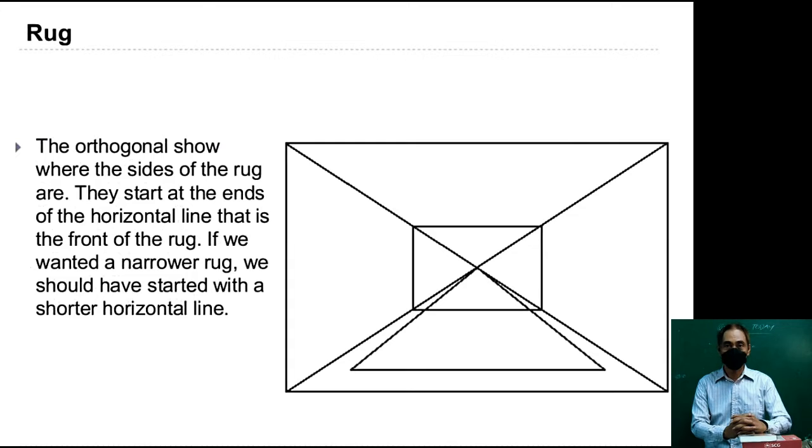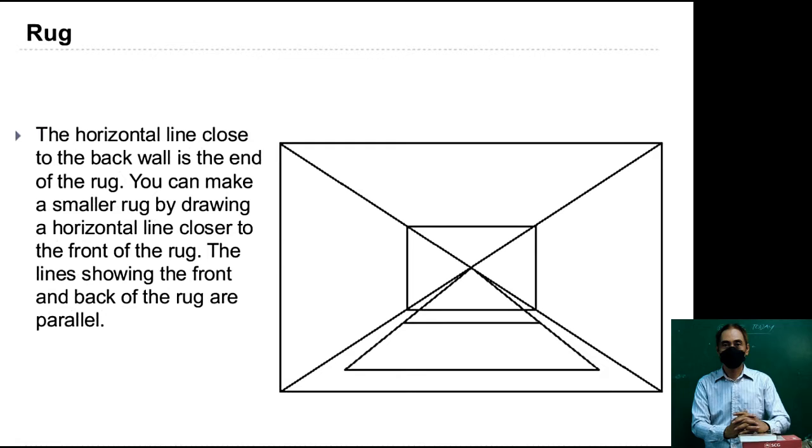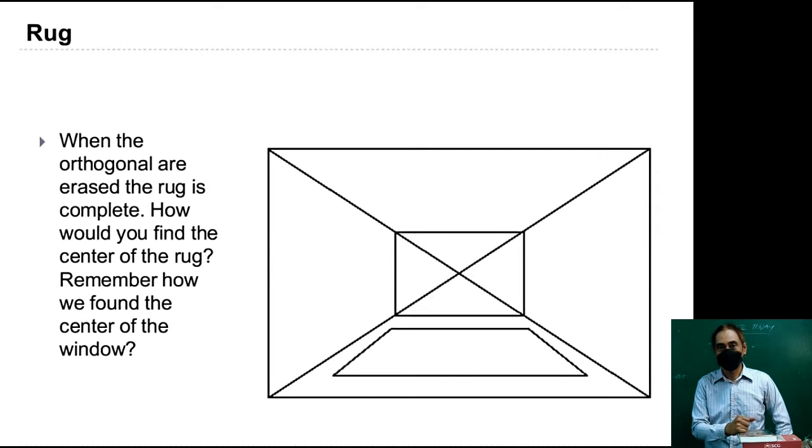The orthogonals show where the sides of the rug are. They start at the ends of the horizontal line that is the front of the rug. The horizontal line close to the back wall is the end of the rug. You can make a smaller rug by drawing the horizontal line closer to the front of the rug. When the orthogonals are erased, the rug is complete.